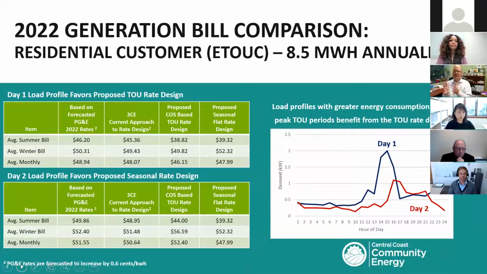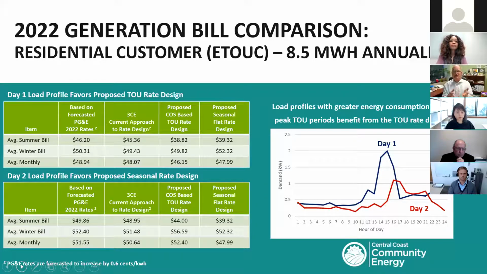Because that reflects the usage pattern of day 1, where you're using the majority of your electricity in an off-peak period of time, and therefore you're taking advantage of that lower rate. The next table down below that is the day 2 load profile for a seasonal flat rate design, which favors the seasonal flat rate design.